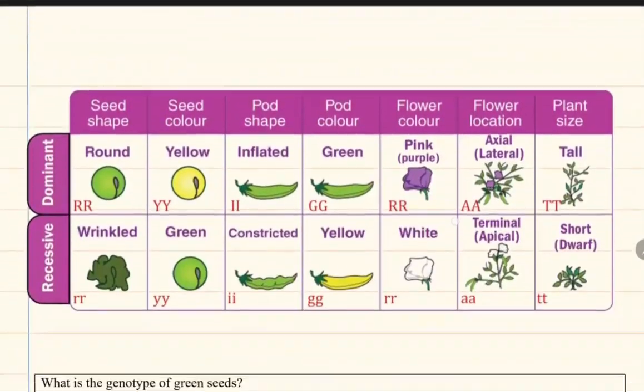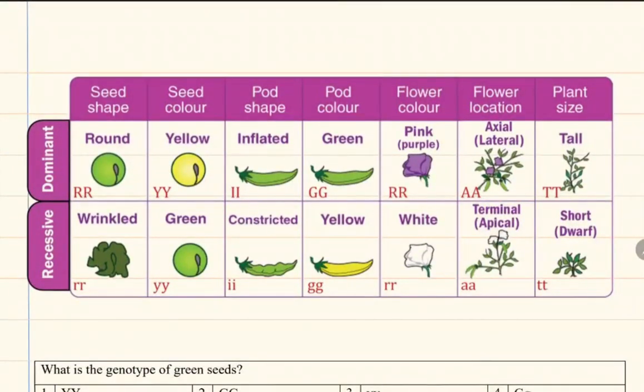They have tall plants and short. They have round seeds and wrinkled. They have yellow seeds and green. They have inflated seed pods and constricted. They have green and yellow pods. They have pink flowers and white flowers. They have axial or terminal flowers. So pea plants have contrasting characteristics and they can be seen clearly.